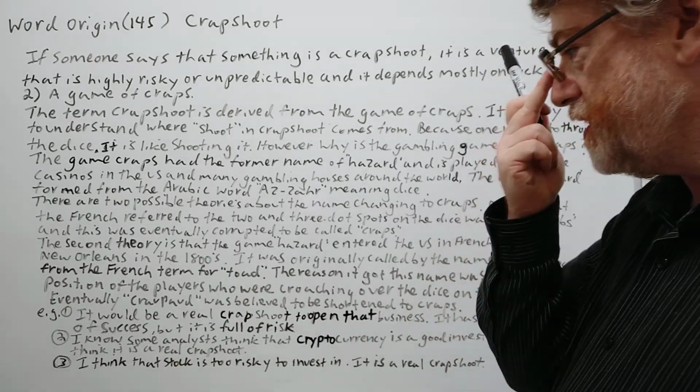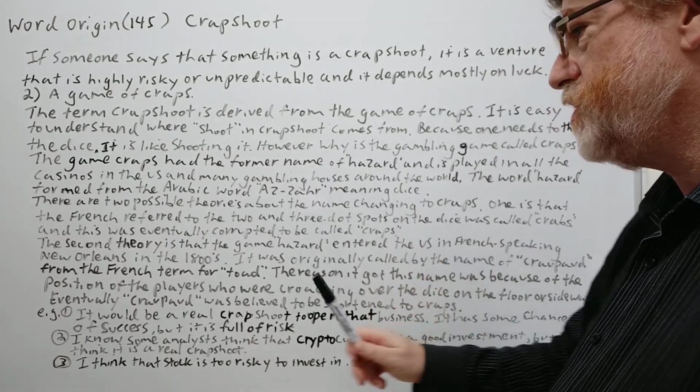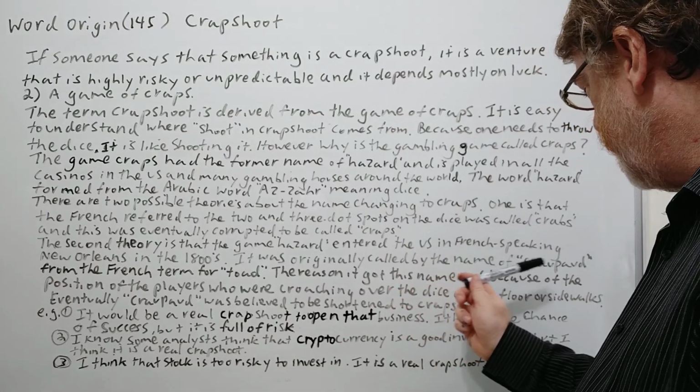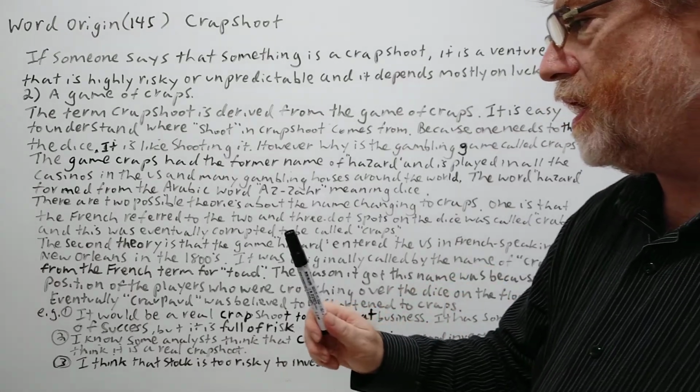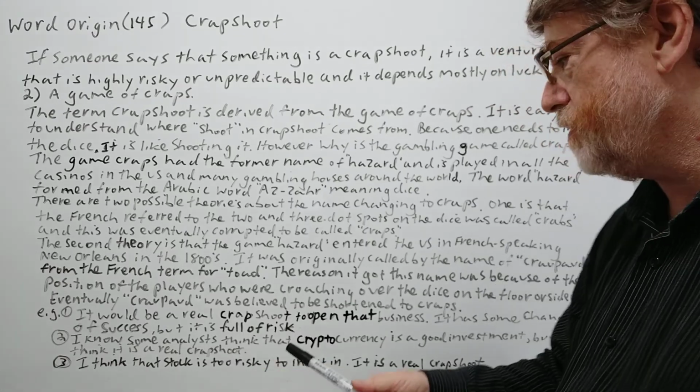And we have a second theory. The second theory is the game hazard entered the U.S. in the French-speaking New Orleans in the 1800s. It was originally called by the name of crapaud, from the French term for toad, like a frog, toad.